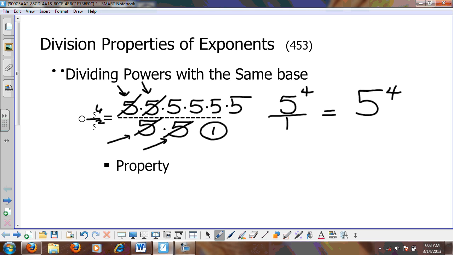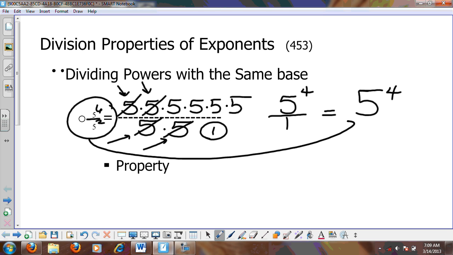Do you see another way, looking at this problem, that we could get to 5 to the 4th? Think about your properties of multiplication with exponents. Think about what you did there. What could we do with division? Yes, Lila, 6 minus 2 is 4. So could we take the exponents and subtract them as long as my base number is the same?